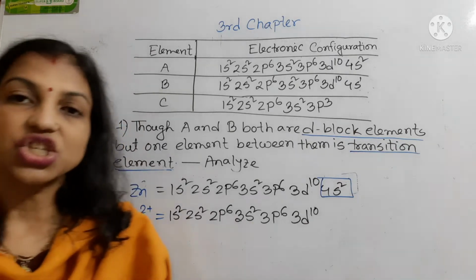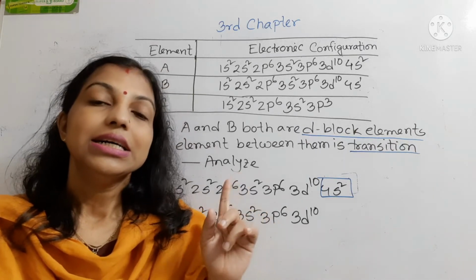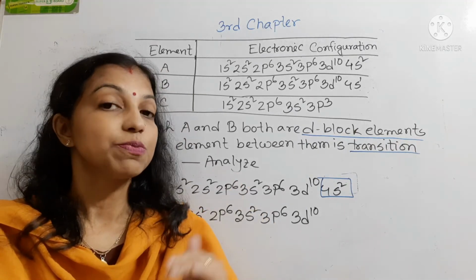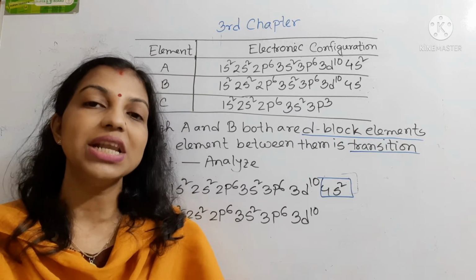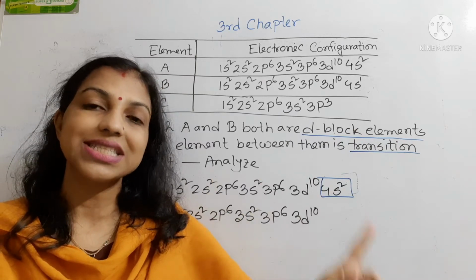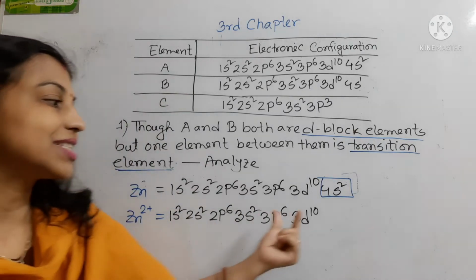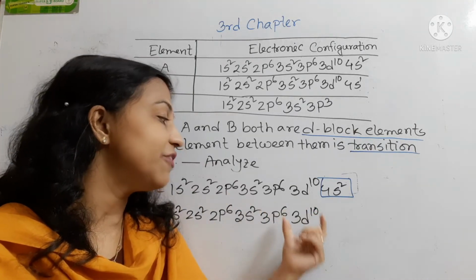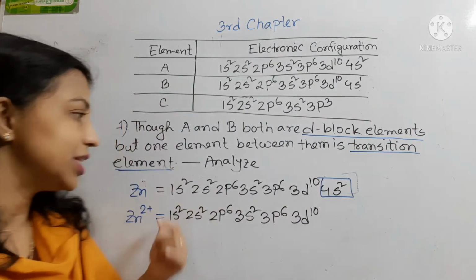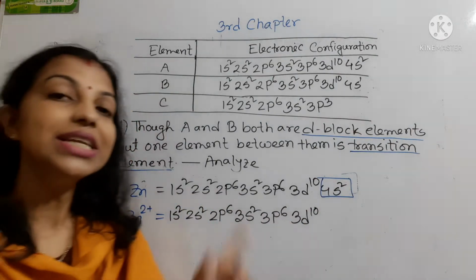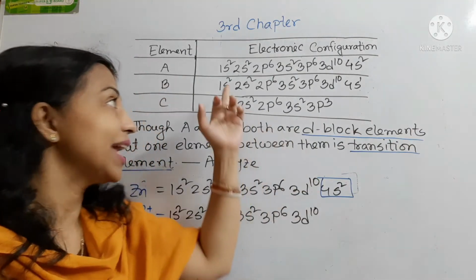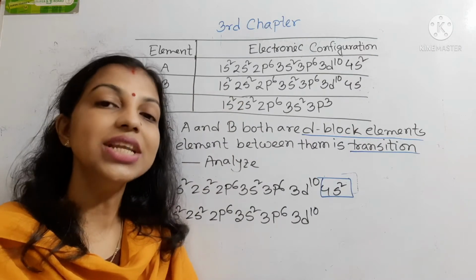But in our definition, I have told you that the d block element which has a partially filled or half filled d orbital in its stable ionic state is known as a transition element. As zinc 2 plus does not have a partially filled or half filled d orbital, it is not a transition element. That means our A is not a transition element.